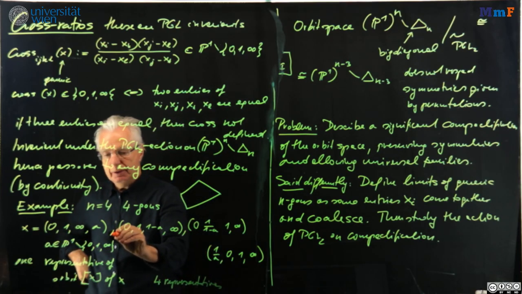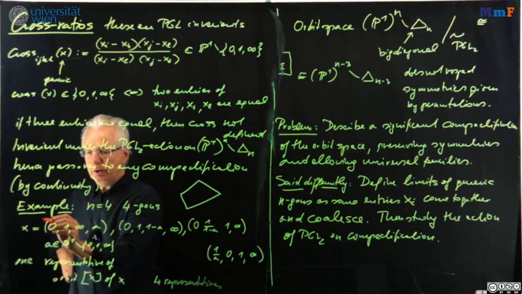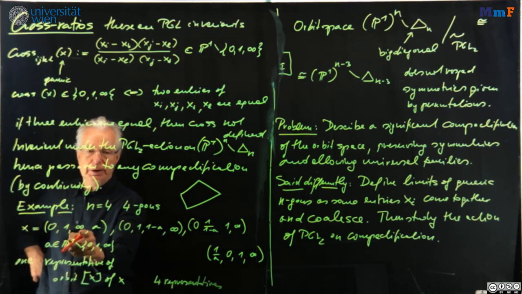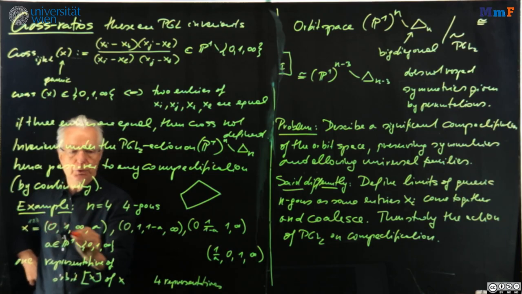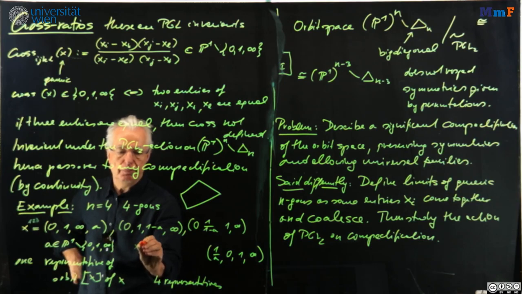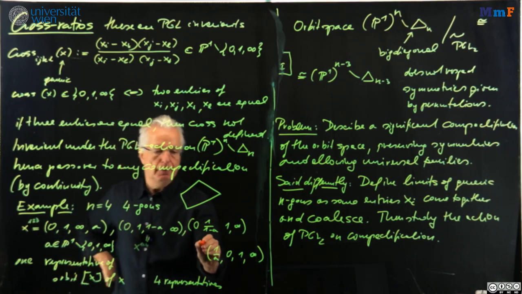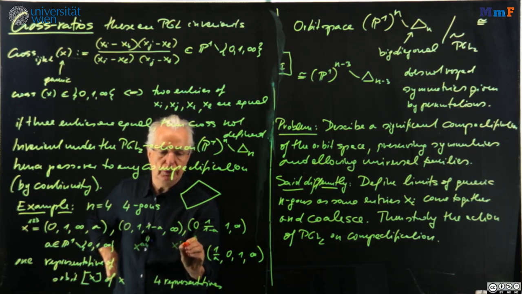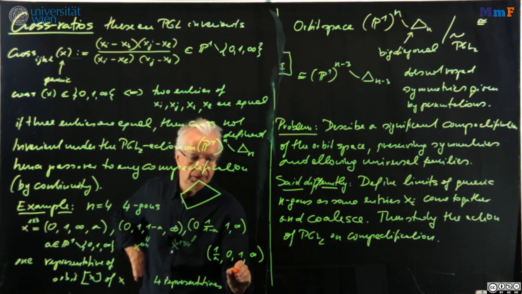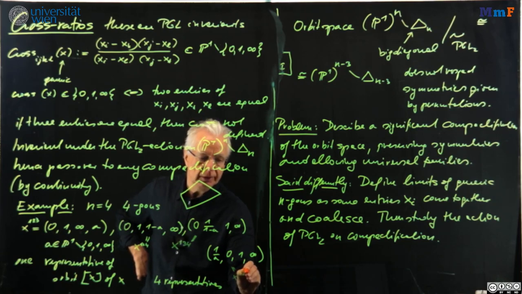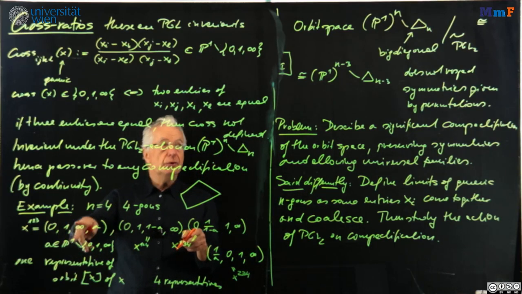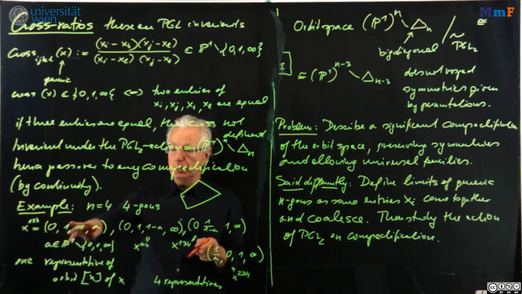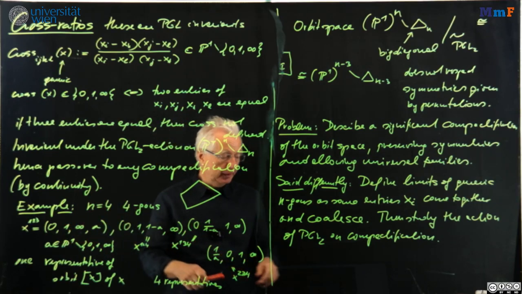So I will give them names. As we have 0, 1, and infinity at the places 1, 2, and 3, let me call this one x^{1,2,3}, this one x^{1,2,4}, this one x^{1,3,4}, and this one x^{2,3,4}. Okay. So the triples i, j, k, where we have these special values 0, 1, and infinity in the representative, will be marked as superscripts.